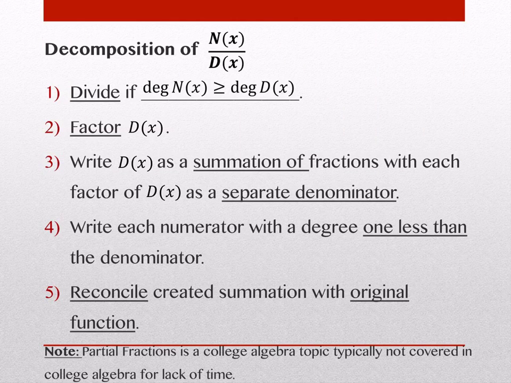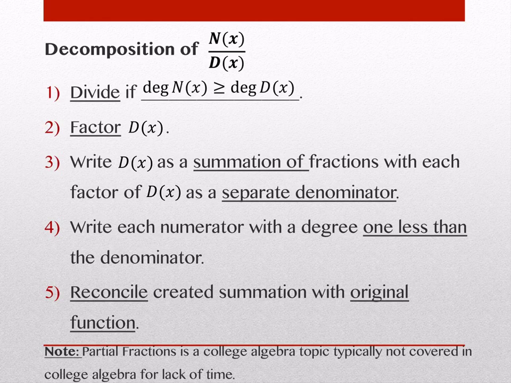So the idea is to do a decomposition of n of x divided by d of x, numerator divided by denominator. So the first thing you're going to do is divide, if in fact the degree on top is larger. So like long division. That's what that is. Okay? The first step doesn't happen real frequently. So most of the time you'll find yourself starting at the second step, which is to factor the denominator into its parts.